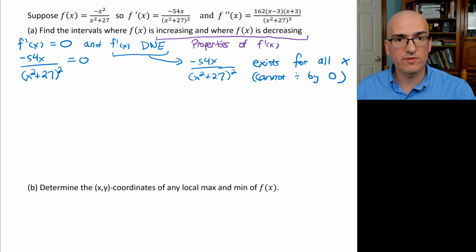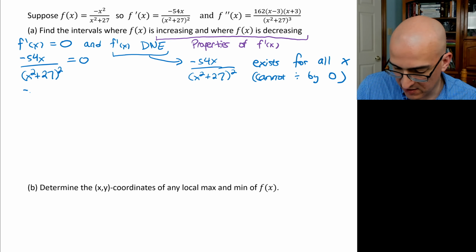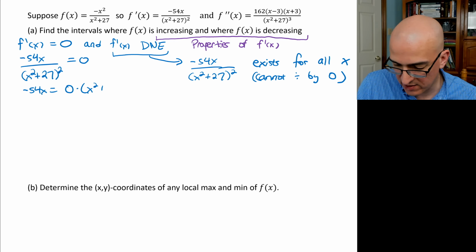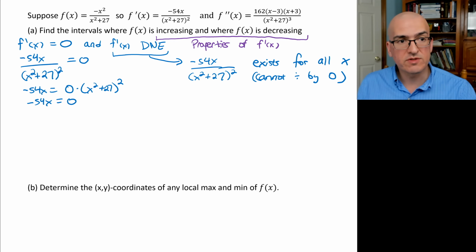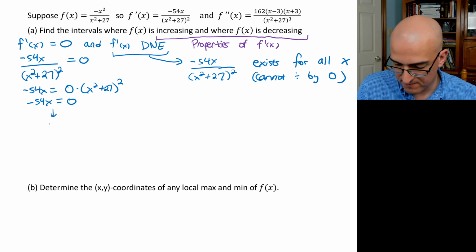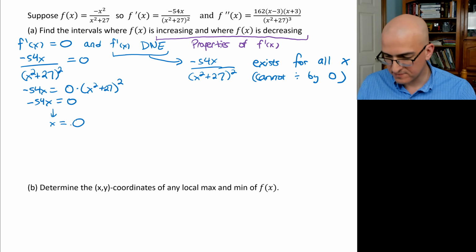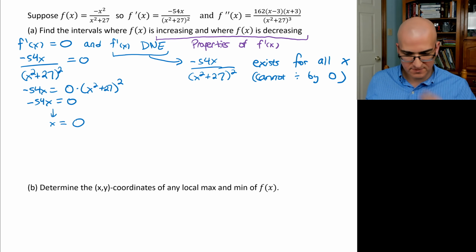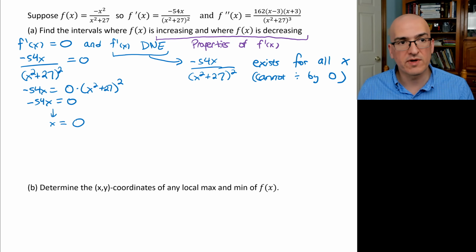Now the first one, we will find a critical point. We can solve by cross multiplication. Negative 54x is equal to 0 multiplied by (x squared plus 27) all squared. Negative 54x is equal to 0. We get one solution, x is equal to 0. That tells us where to cut our number line.